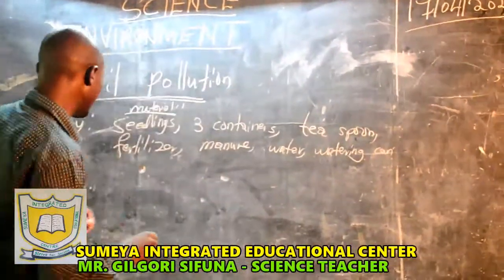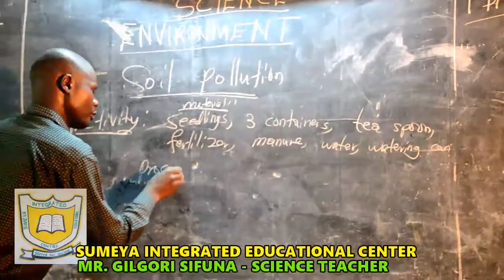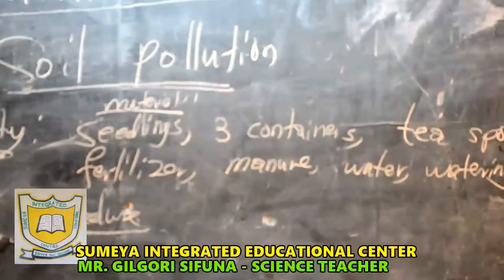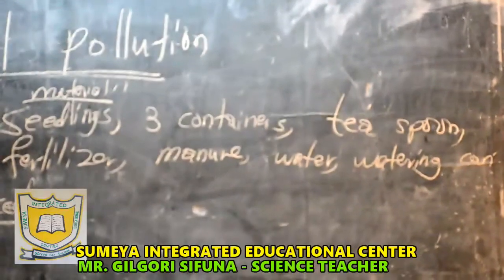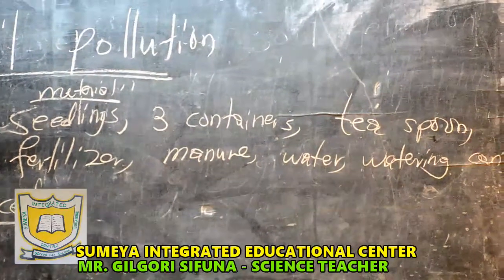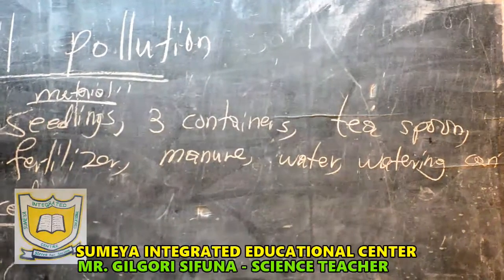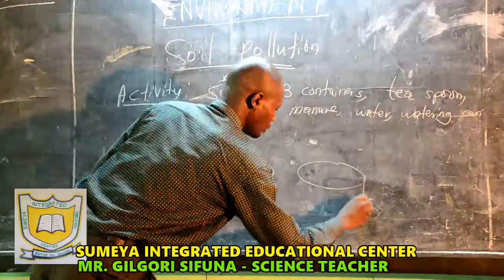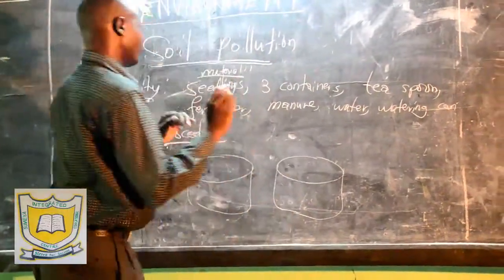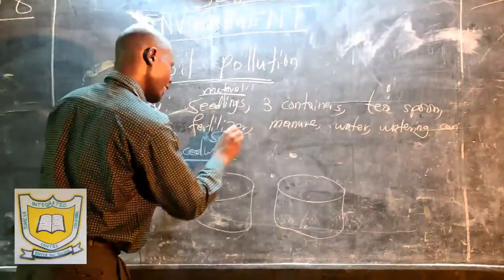Okay, procedure. How will you carry out this experiment? Now, we have 3 containers. You will have to arrange your 3 containers like that. The second container, the third container, without forgetting soil here. Very important.